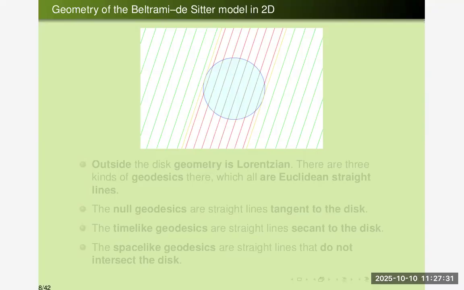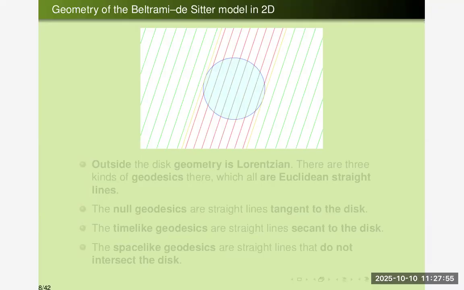We know what the null geodesics are. Null geodesics are Euclidean straight lines in R2 tangent to the circle. So these are this yellow thing, if you see the color yellow here. So null geodesics are Euclidean lines in R2 tangent to the circle. What are the time-like geodesics?